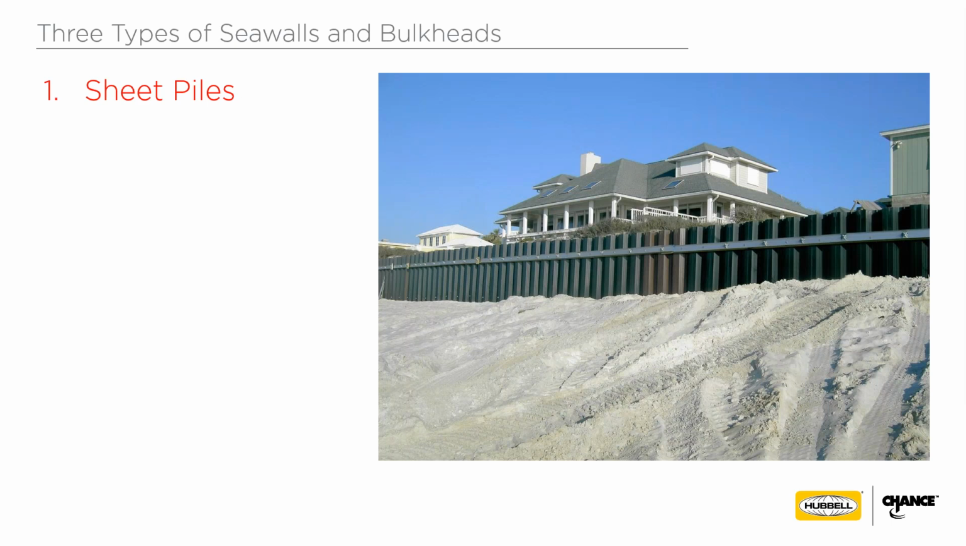There are 3 types of seawalls and bulkheads, or structures that you'll see on shoreline trying to prevent shoreline loss. One is sheet piles. It can be steel sheets, composite or vinyl sheets, wood sheets, wood lagging, different types of sheet piles.